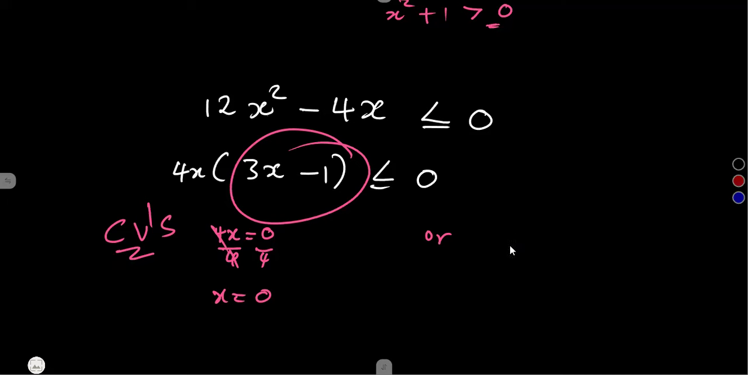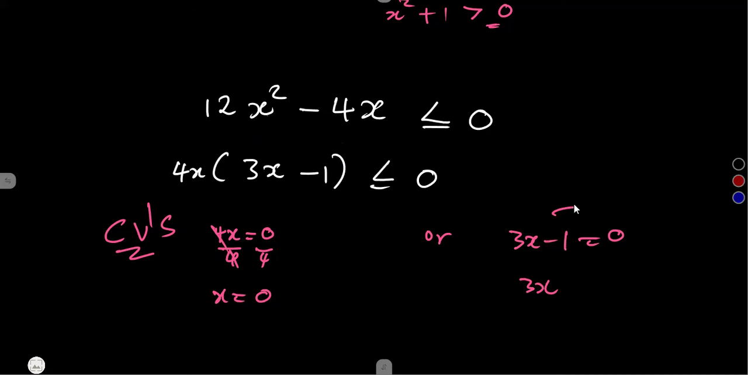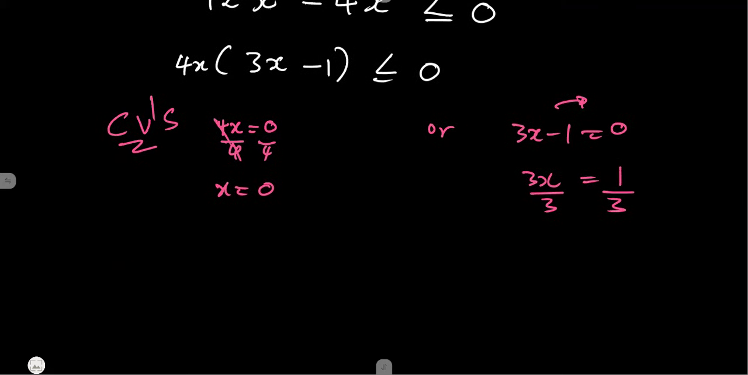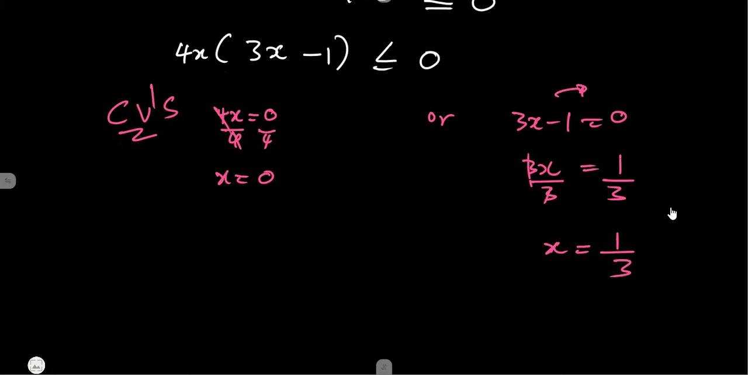The other critical value is going to be taken from the bracket of what? 3x minus 1. From this bracket, we are saying it must also be equal to 0. So let's solve. To the other side, that's a positive. So 3x is equal to what? A positive 1. So we can divide by 3. So that's determining the x value: x is going to be equivalent to 1 over 3.